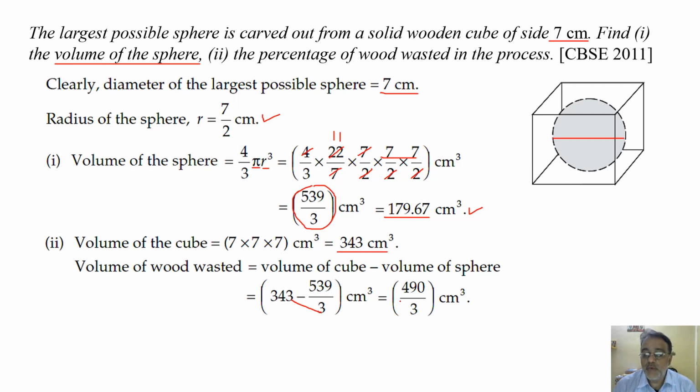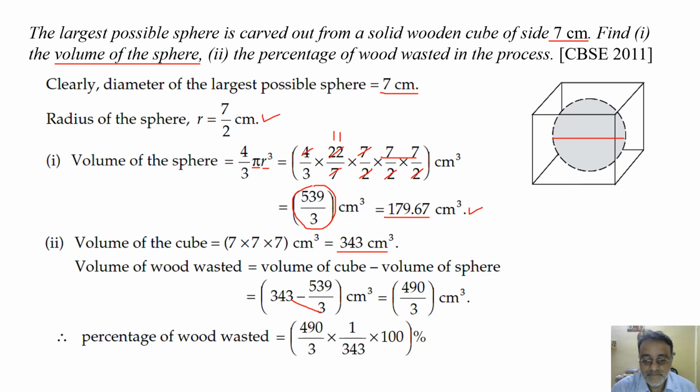So how will you calculate the percentage? Volume of wood wasted divided by total volume into 100. So you will get this step. This step is clear? Yes, sir. Right. Now we have to simplify this one. 49 into 7, so this becomes 10, and this will be 7. So 1000 upon 21%, and this is equal to 47 13 upon 21%. This is the final answer. So this is the CBSE 2011 question.